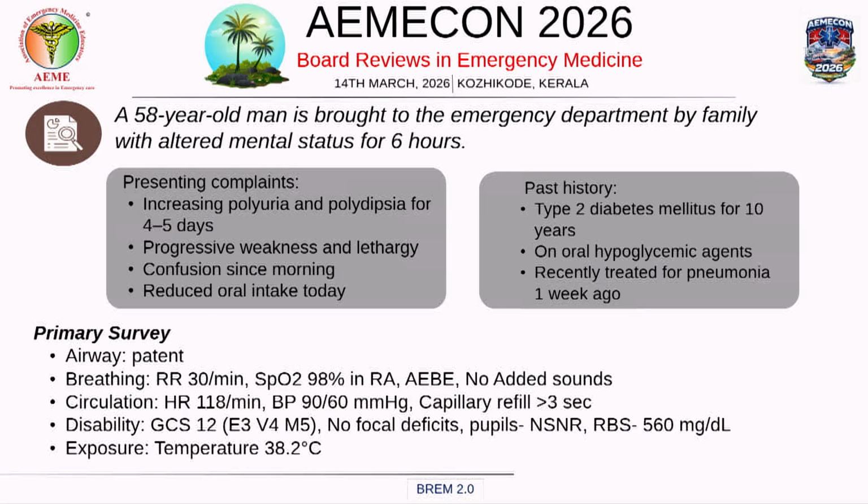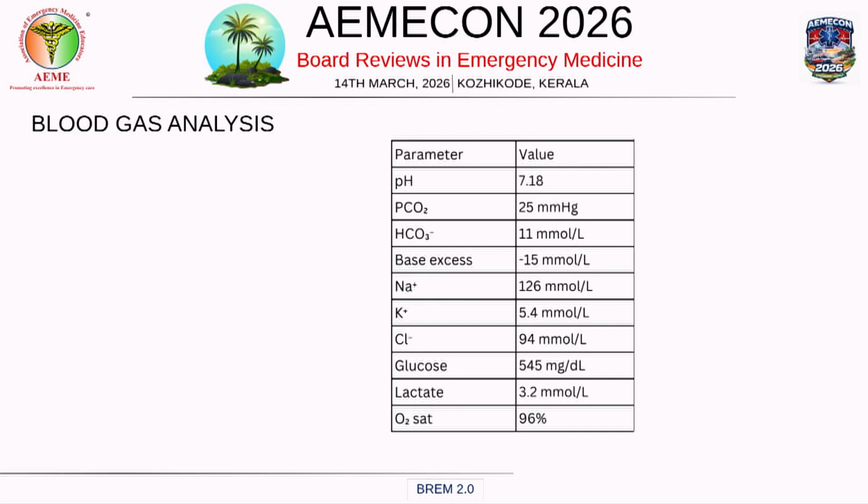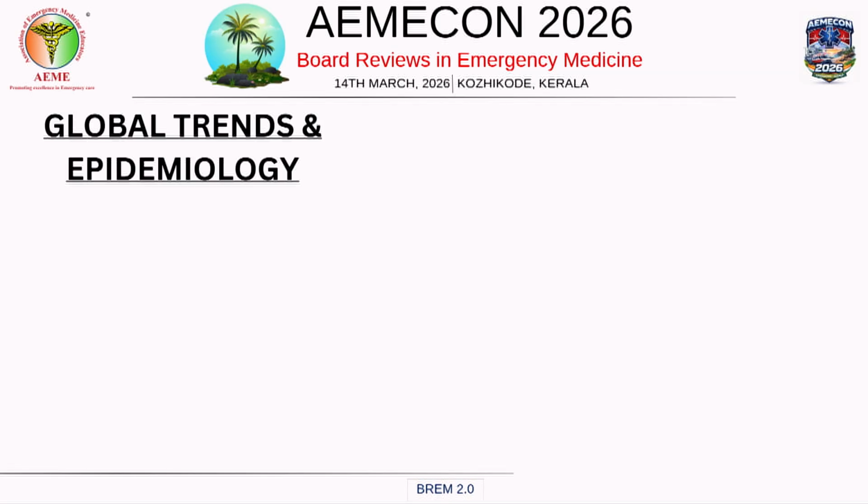So that cannot be accepted, because once we diagnose it early, we can save more lives. So in this patient also, we will go about with the point of care investigations. A blood gas was done for the patient, and we can see there is severe metabolic acidosis in the patient. So why are we discussing this? The global trends and epidemiology.